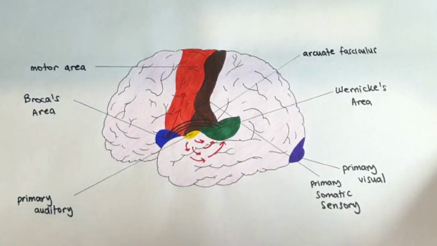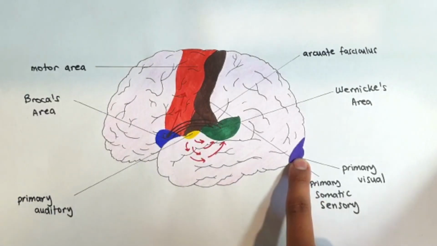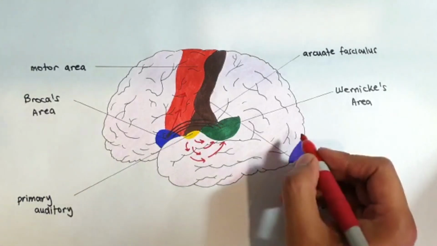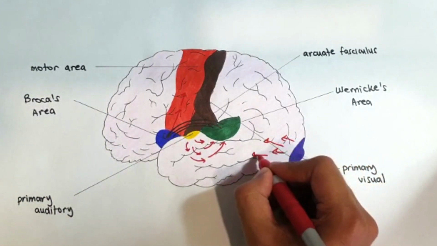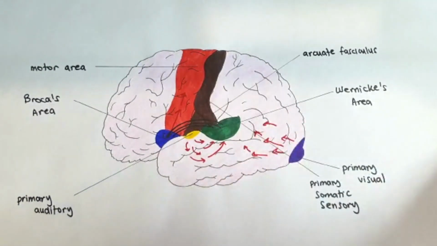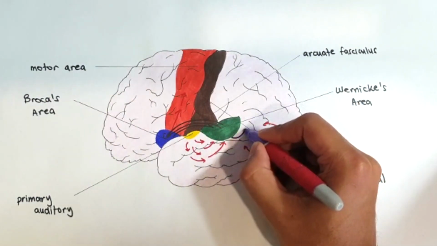Now, when we look at the second scenario in which a person has to repeat, or let's say, for example, say a word that they have written, first, the person will see the word, which will then get processed by the primary visual area. From the primary visual area, the fibers, before they move into the Wernicke's area, will go through another structure, which is known as the angular gyrus.